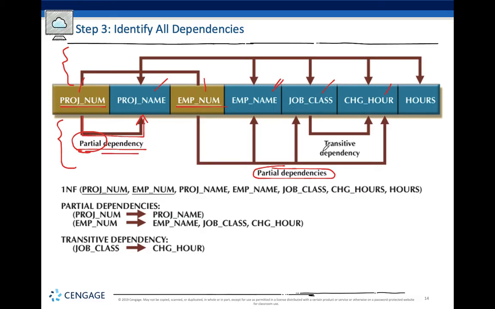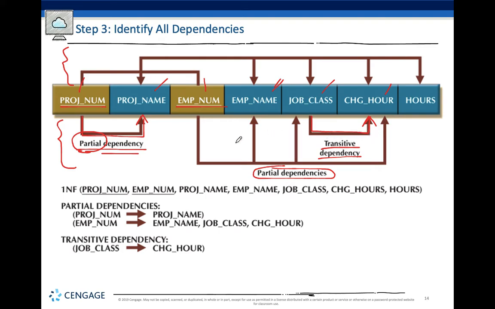Also note that there is a transitive dependency here between job class and charge per hour, in that job class determines charge per hour. Right? What type of job you do determines how much you can charge per hour. The reason this is called a transitive dependency is because job class is not a part of the primary key. So again, this is a less desirable dependency that we want to try to eliminate.